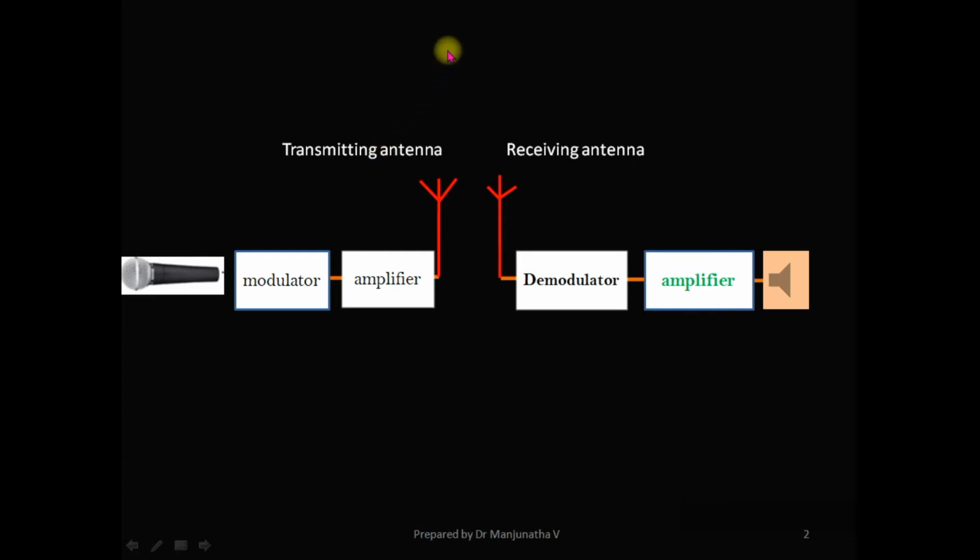The transmitting antenna transmits the signal, and then nearby receiving antennas receive the signal. The same signal is demodulated by the demodulator, where the demodulator separates the carrier wave from the sound wave, and then the sound wave is amplified by the amplifier and sent to the speaker.